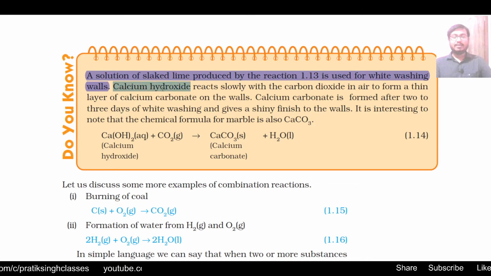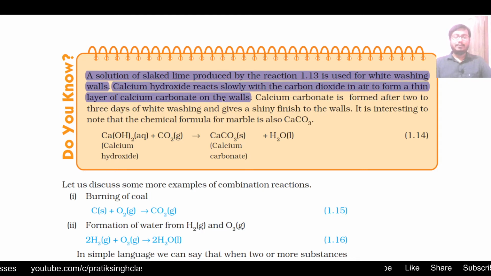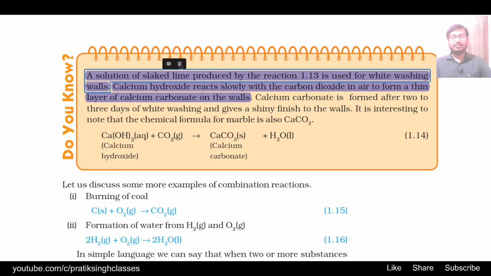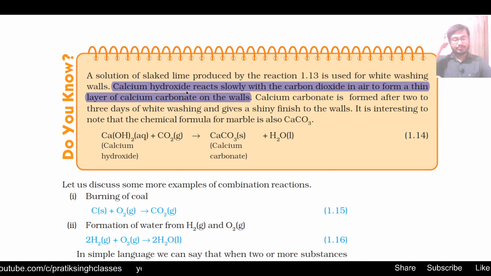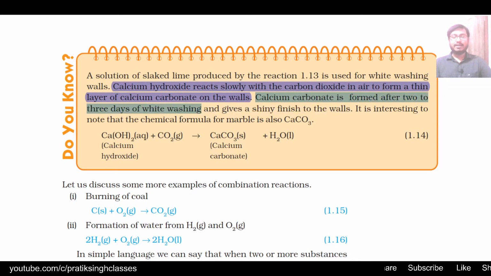Then calcium hydroxide reacts with the carbon dioxide in air to form a thin layer of calcium carbonate on the walls. What really happens there is that calcium hydroxide, which is poured over the walls, reacts with the carbon dioxide present in the air and converts into a thin layer of calcium carbonate, CaCO3 in solid form. Calcium carbonate is formed after 2 to 3 days of whitewashing and gives a shiny finish to the walls.